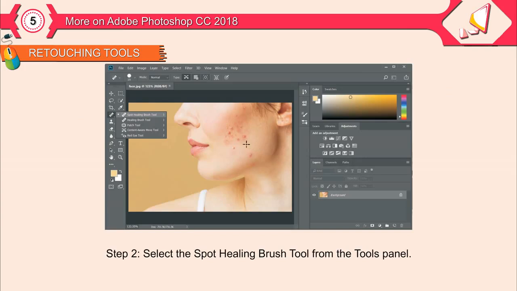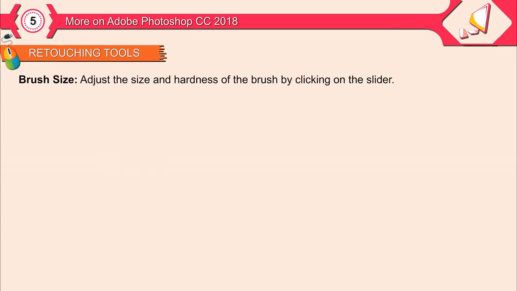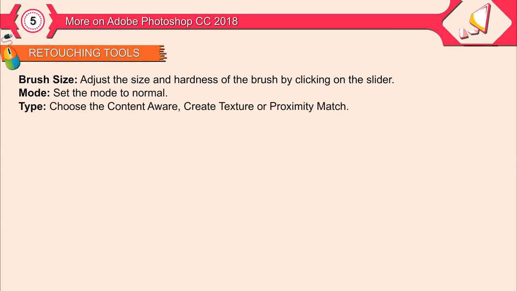Step 2. Select the Spot Healing Brush tool from the Tools panel. Step 3. Now, adjust the following settings on the options bar. Brush size. Adjust the size and hardness of the brush by clicking on the slider. Mode. Set the mode to normal. Type. Choose the content aware, create texture, or proximity match.